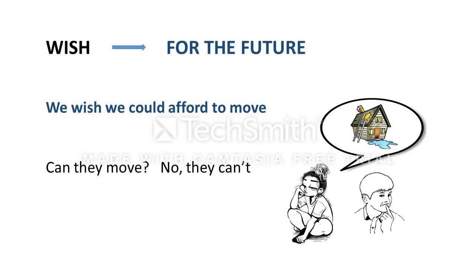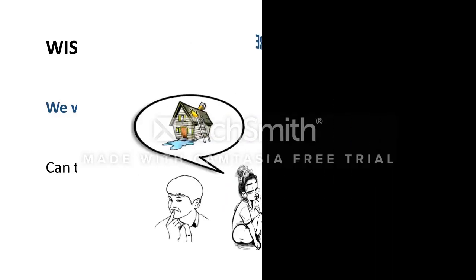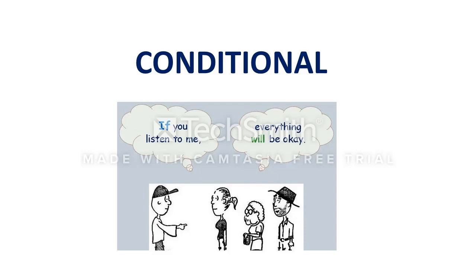We wish we could move, afford to move. Okay, very well. Let's continue then. Basically, that's all that has to be said about the wish. Now we're going to go to the grammatical part of the conditional, the use of the conditional, all right? Which we have been studying already. Remember, for the class participation this week, that is what you have to use.